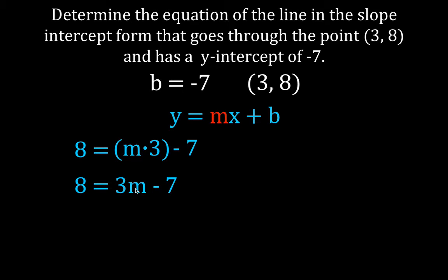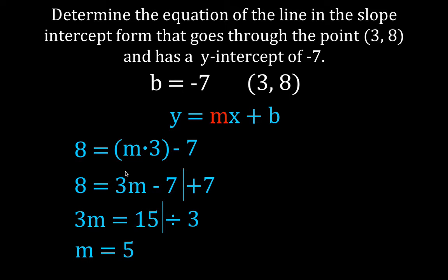Now I'm looking for m. I have a minus 7 attached to it and a 3 multiplied to it. The first thing I'm going to do is take care of the addition and subtraction. I'm going to move the minus 7 to the other side by adding the opposite. The opposite of minus 7 is plus 7. 8 plus 7 is 15, and I'm left with 3m equals 15, because 3m minus 7 plus 7 is just 3m. Now I have 3 times m. In order to move the 3 to the other side, I'm going to divide both sides by 3, and then I get m equals 5.